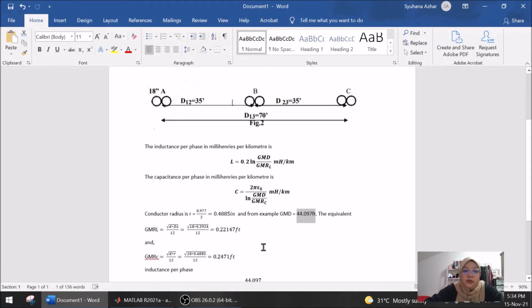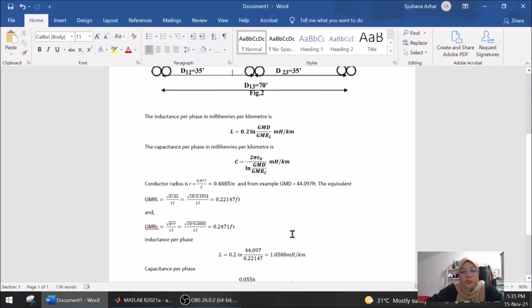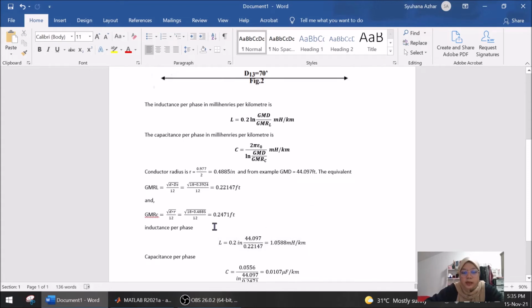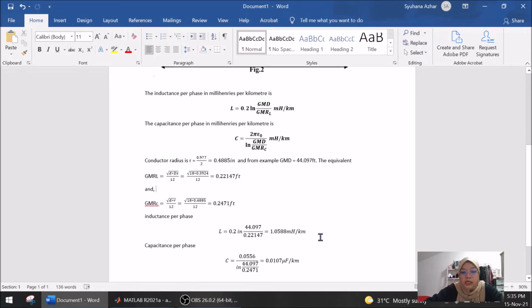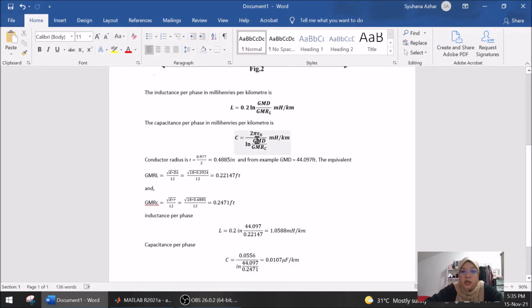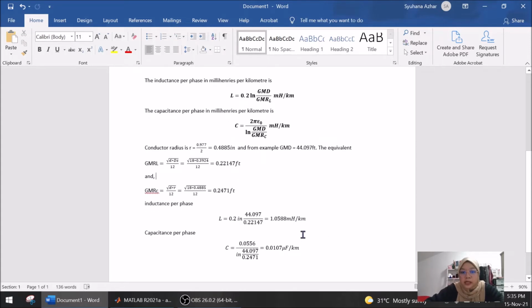After we have found the values of GMD, GMRL, and GMRC, we can use these values to find the inductance and capacitance. So without further ado, we just put the values we have into this formula. The inductance formula is 0.2 ln GMD over GMRL. The value of GMD we get is 44.097, we put it here, and then the GMRL value. So the value of inductance we get from this formula is 1.0588 millihenry per kilometer.